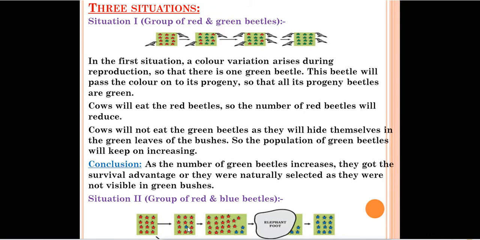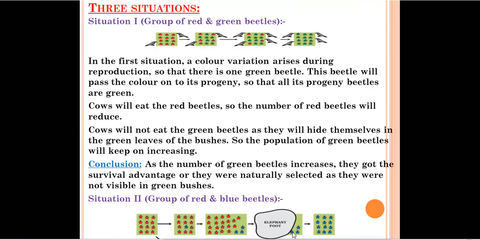The blue beetle will also pass its color to the progeny, the offspring, and the number of blue beetles will increase, but the number of red beetles will increase more in that case. After that what will happen? One elephant will come and stamp his foot on the beetles. This is a kind of accident. So after that what will happen?